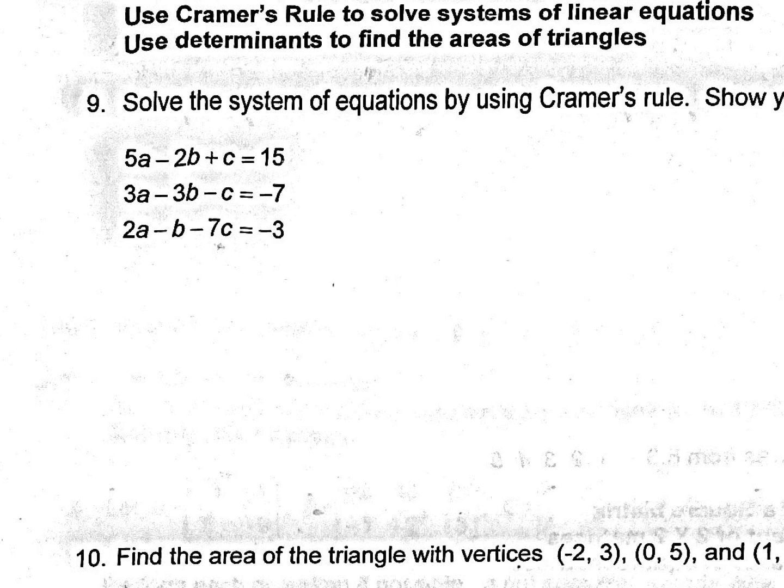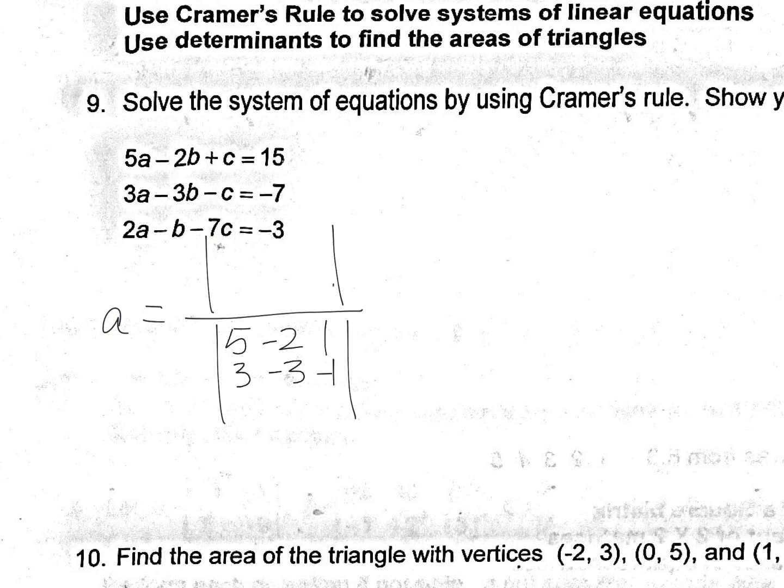So for this one, we're using Cramer's rule. So if I want to solve for a, it's going to be a determinant divided by a determinant. Remember, the denominator is always going to be the coefficient matrix, which is right here. So we'll go ahead and do that first since that's the nice easy one. 5, -2, 1. 3, -3, -1.